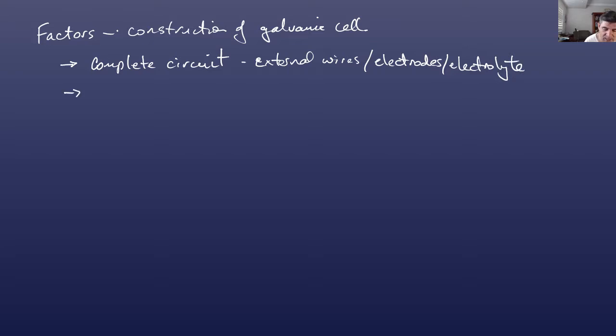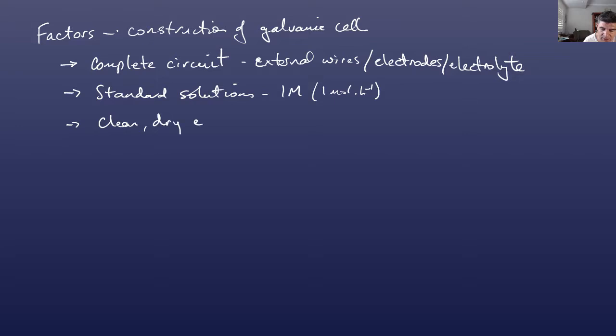We need to make sure that we have standard solutions, which are 1 molar solutions, or 1 mole per litre, of our electrolytes. We also need to make sure that we have clean and dry electrodes for both our anode and our cathode. Now, sometimes the electrodes will participate in the reaction, and other times they will simply help facilitate the transfer of electrons. We need to also make sure that we have good electrical connection.